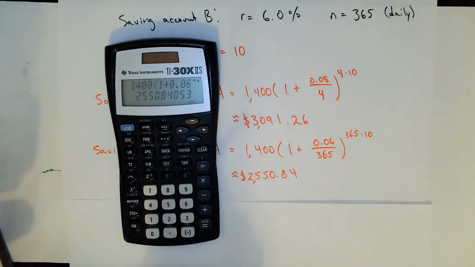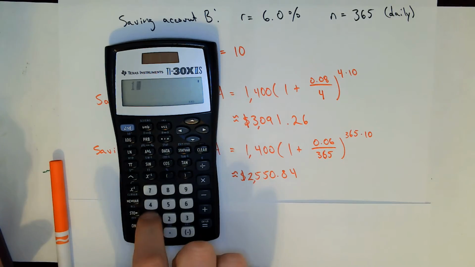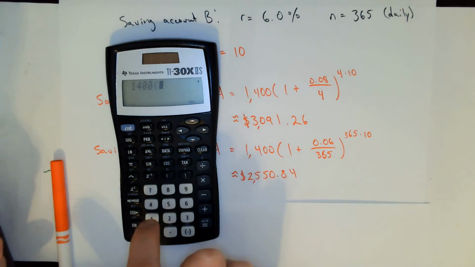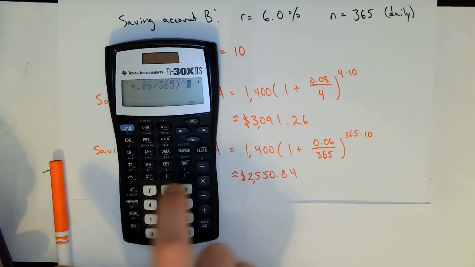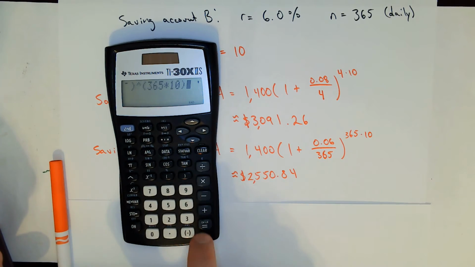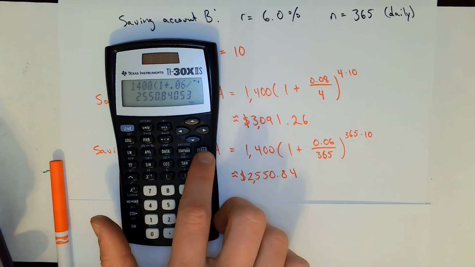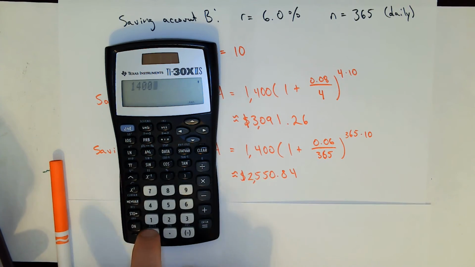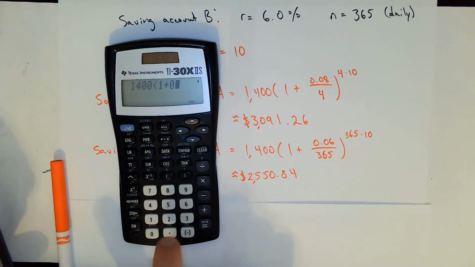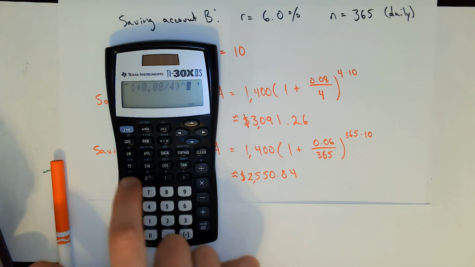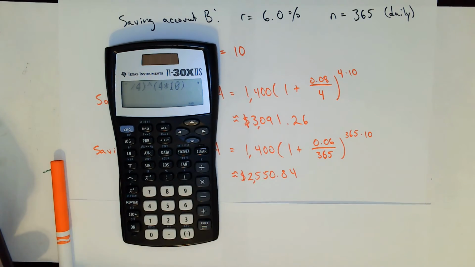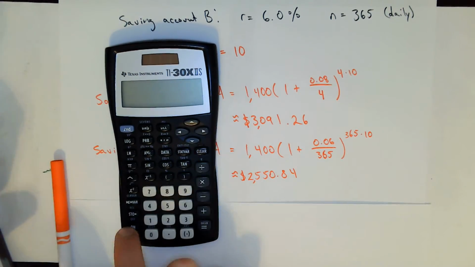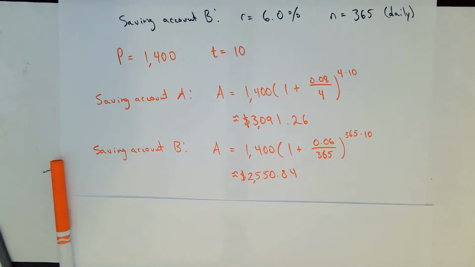$2,550.84. Clearly, savings account A is better. I'll redo it just in case you don't believe me. 1,400 times 1 plus 0.06 divided by 365, raised to 365 times 10. There it is. I'll redo the other one too, just to show: 1 plus 0.08 divided by 4, raised to the 4 times 10. All right, so I did my calculations right. I did them both twice, got the same answer. So what's going on here?